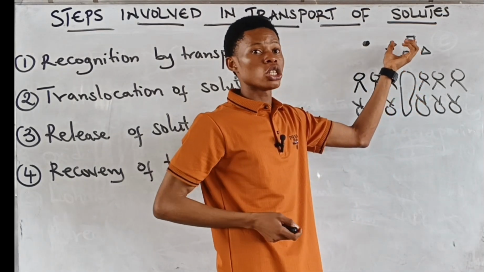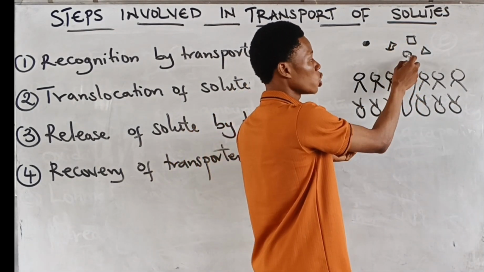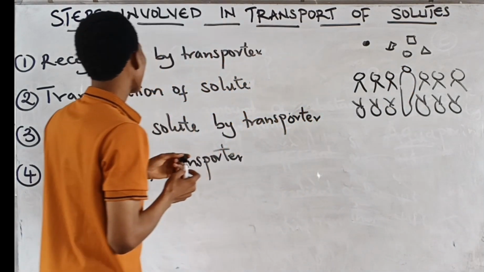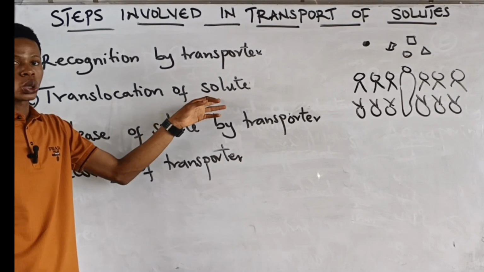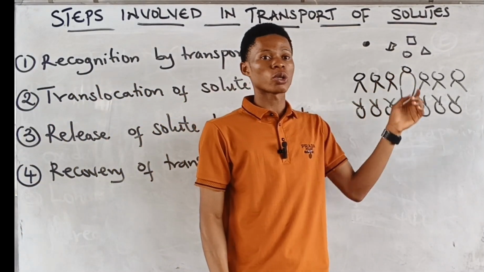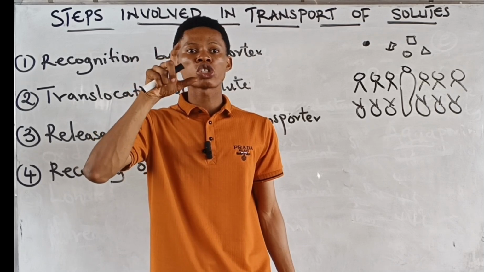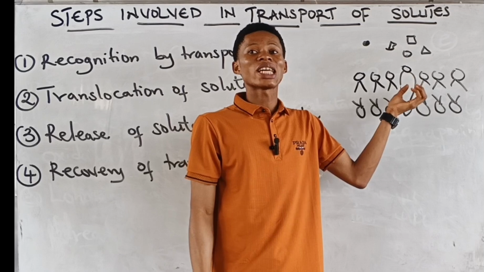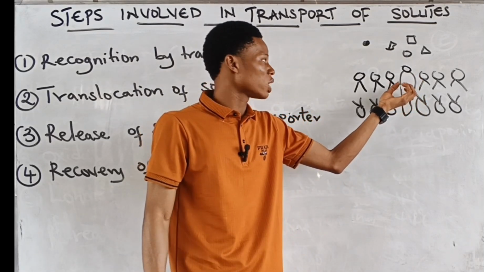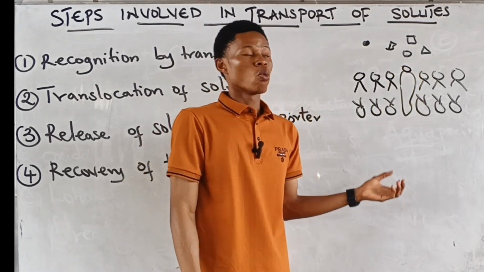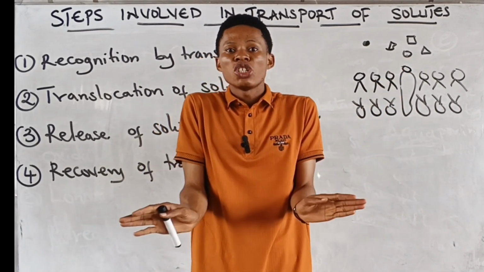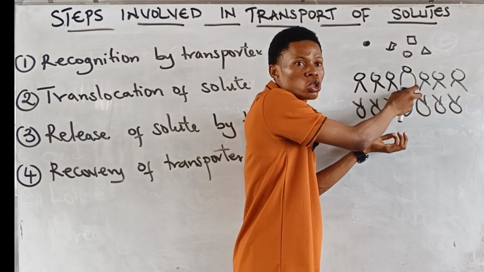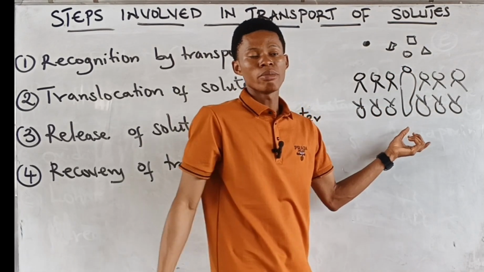After recognizing its own solute, the solute will now bind. Let's say this is the solute that this transporter was meant to transport. We then bind to it. After binding is translocation of the solute. After the solute binds to this transporter, it will create a conformational change in this transporter. It's not that the transporter is moving. It's not that the transmembrane protein is carrying it and moving from there. Once it binds, there will be a conformational change in shape. That conformational change will now allow the solute to travel through it a short distance into the membrane.